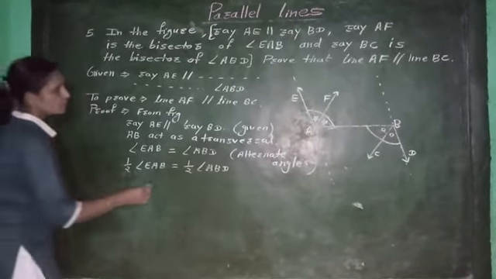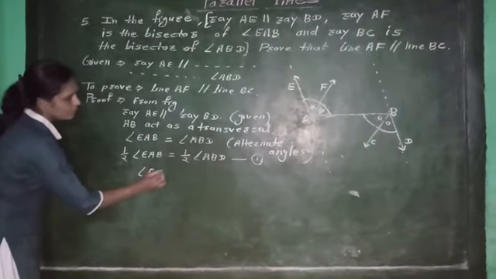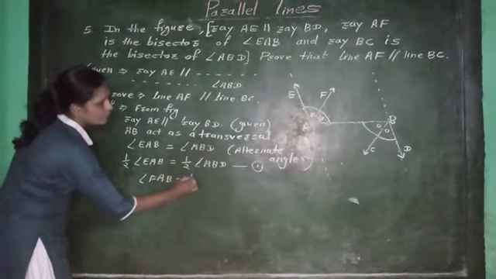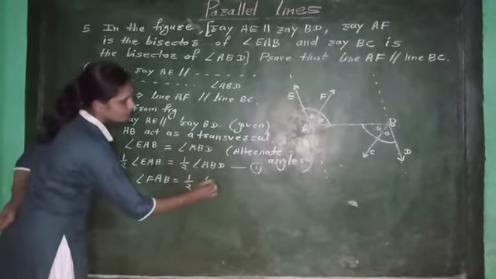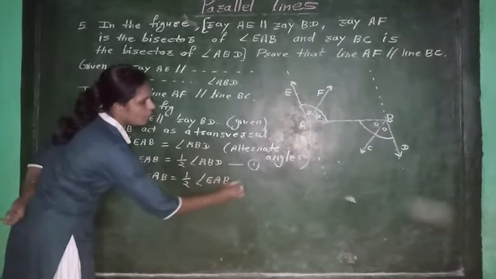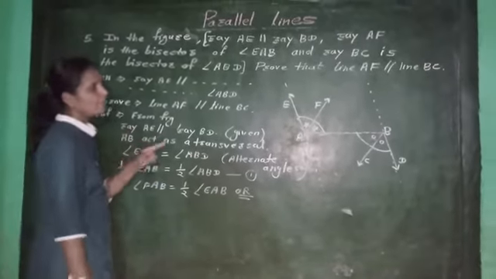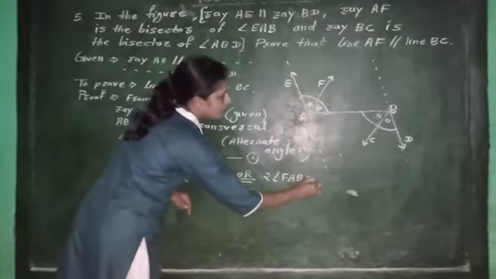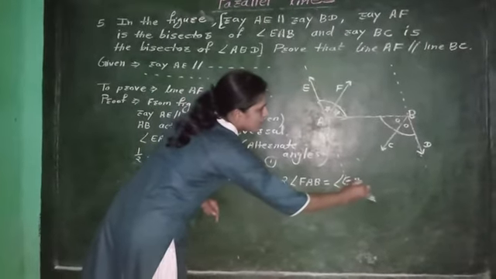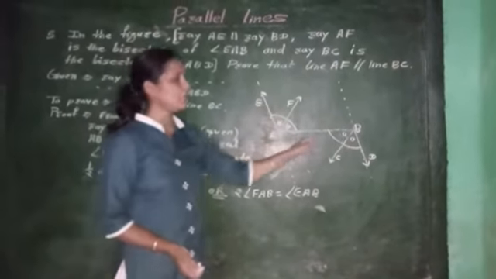So we write equation number 1 here. Angle FAB is equal to 1/2 angle EAB. Or we can also write 2 times angle FAB is equal to angle EAB. It means that 2 times this angle is equal to the complete angle EAB.